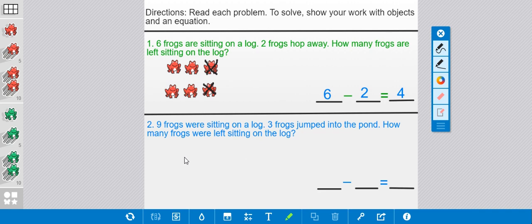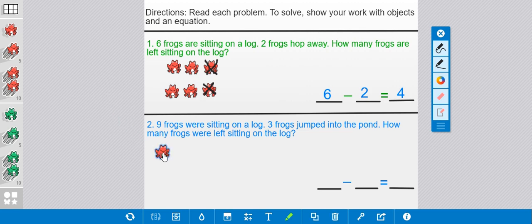Okay, let's read that story problem together. Are you ready? 9 frogs were sitting on a log. 3 frogs jumped into the pond. How many frogs were left sitting on the log? So the first number in my equation is 9. So I have 9 frogs. So let me get 9 frogs.